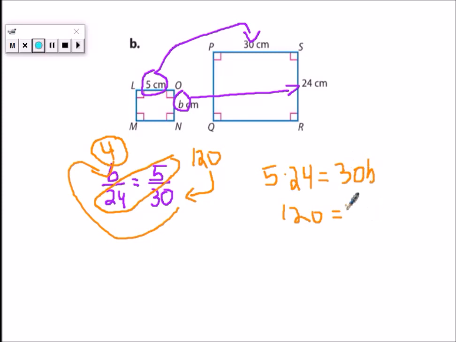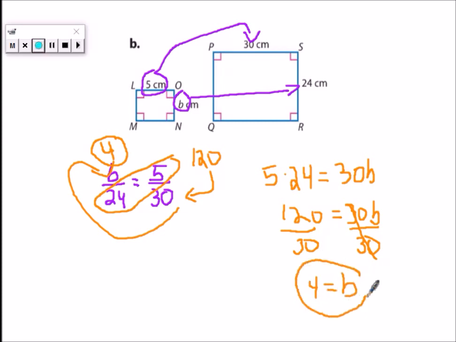And 120 equals 30b. Okay. And like I told you for the previous problem, to get rid of 30, we need to divide it by 30. Okay. And hopefully by now you're seeing the connection. This cancels out, and 120 divided by 30 gives us 4. Okay. All right. So 4 equals b.